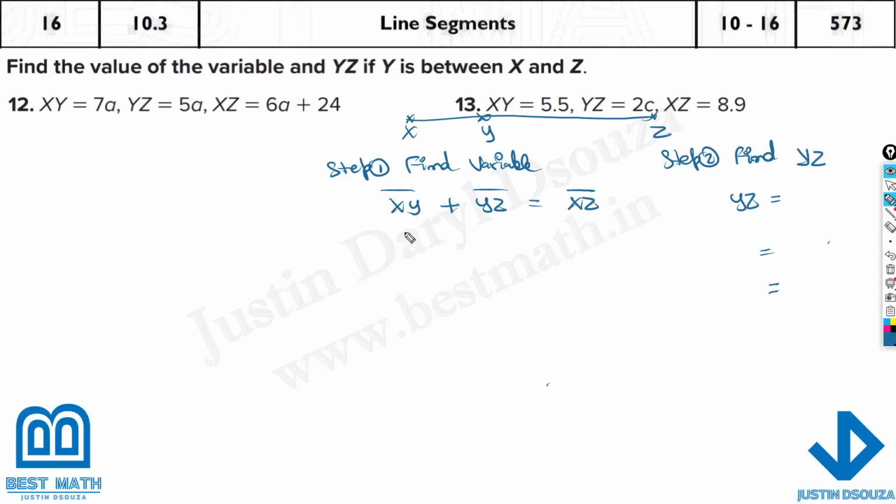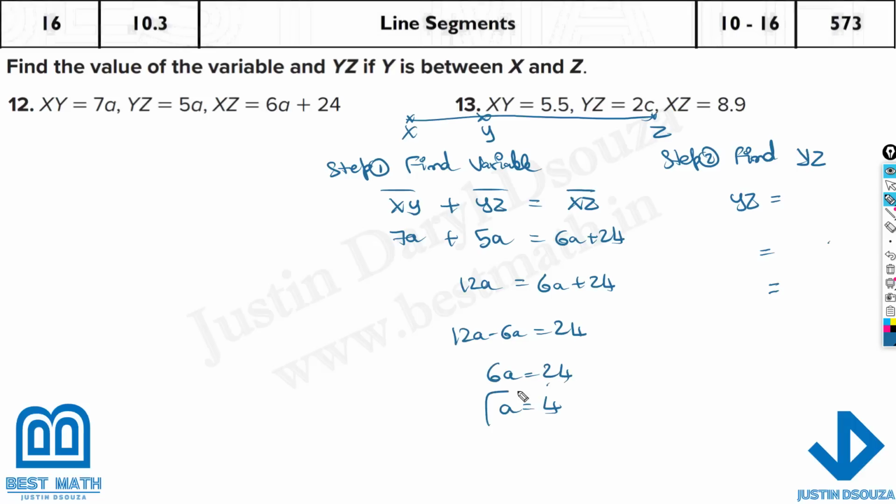So here, what do we have is 7 times A, and then 5A. We have to add them. That is equal to 6A plus 24. 7 plus 5 is 12 times A. That is equal to 6A plus 24. We have to group the A's together. So take the 6A to the other side. It's going to be 12A minus 6A equals 24. That is 6A equals 24. And A is equal to 4. 24 divided by 6.